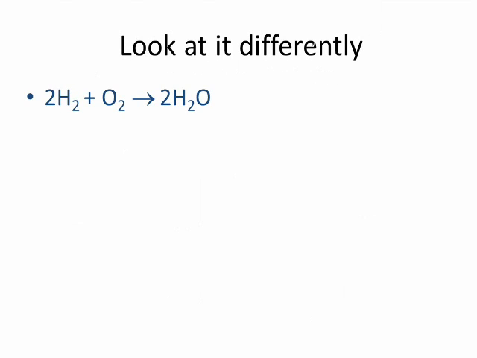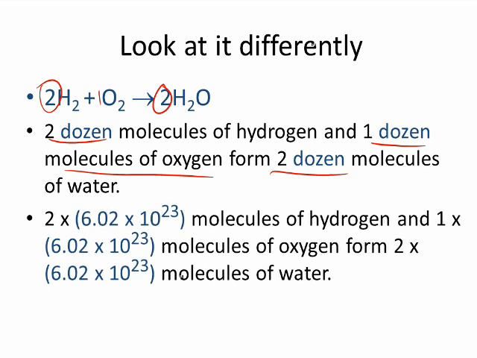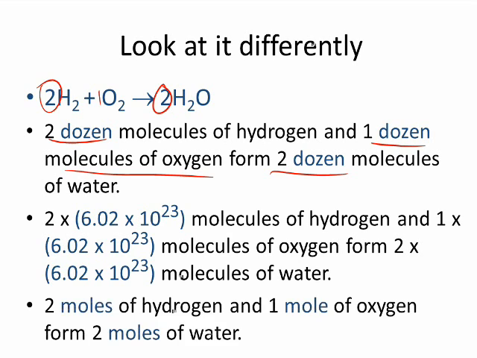Now we can look at it differently too. The same equation, but we're not going to look at it as individual molecules. Let's say we're looking at dozens. So we have 2 dozen molecules of hydrogen, 1 dozen molecules of oxygen to form 2 dozen molecules of water. So these coefficients can represent really anything. But we can say 2 times 6.02 times 10 to the 23rd molecules of hydrogen and 1 times 6.02 times 10 to the 23rd molecules of oxygen form 2 times 6.02 times 10 to the 23rd molecules of water. Now that, of course, means moles.